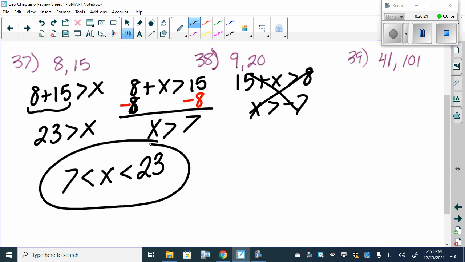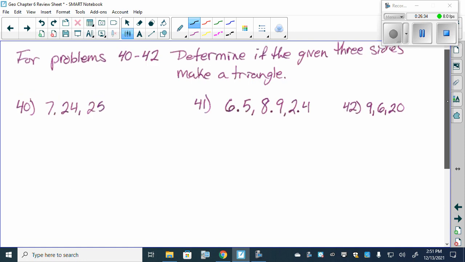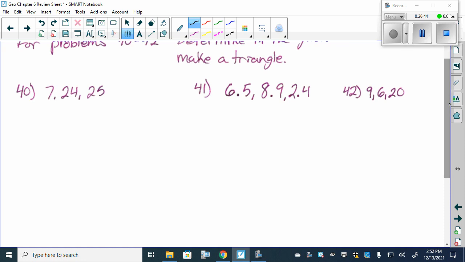Any other questions on 37? Do we want to look at 38 or 39? Let's look at 40 through 42. Which one of these do you all want to look at? 41. So any two side lengths, if it is a triangle, any two side lengths have to add together and be greater than the third.